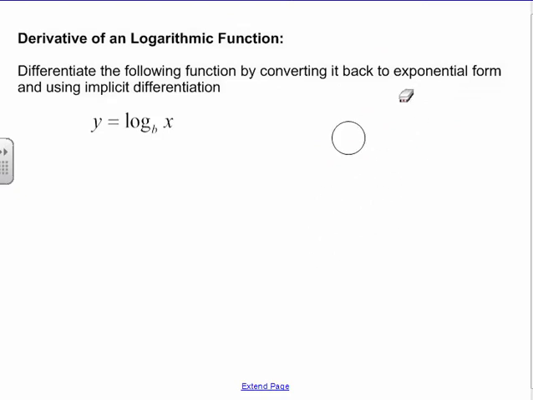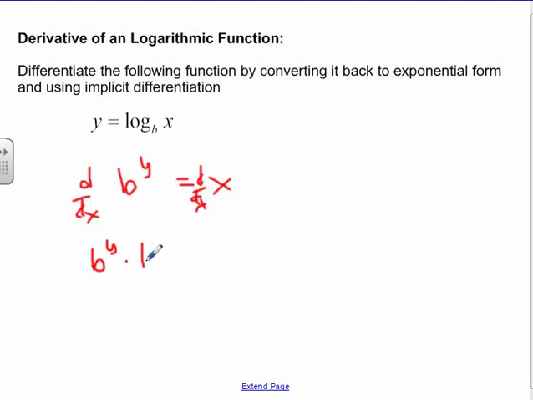What we're going to do here is convert it back into exponential form and then implicitly derive it. So if I convert it back into exponential form, it becomes b to the y equals x. And then I'm going to take the derivative of both sides here. Well, b to the y, we've now learned the derivative of that is b to the y ln b. But then we also need the derivative of the inside, which is the extra dy over dx, right? Because this wasn't x, this was y. And this is equal to 1.